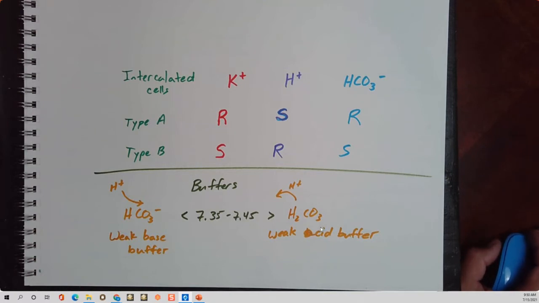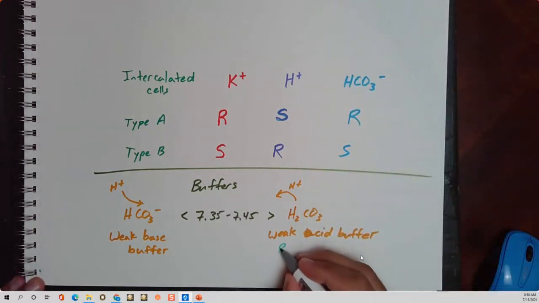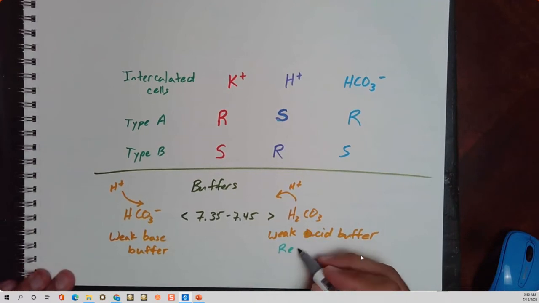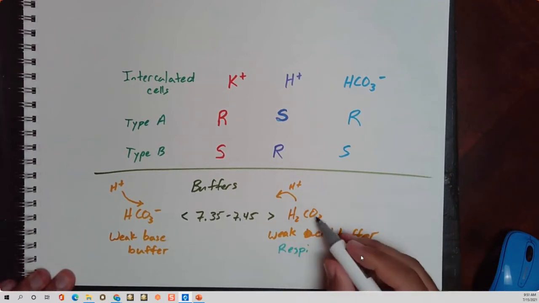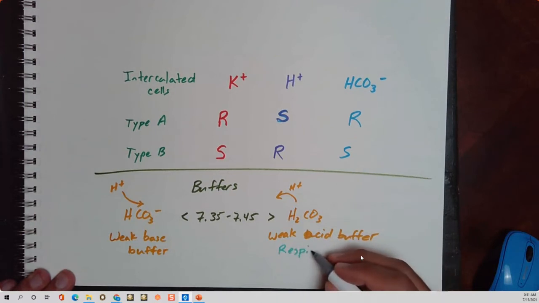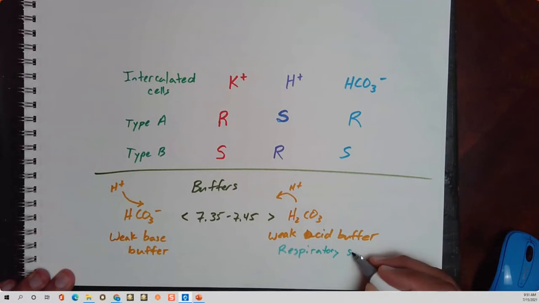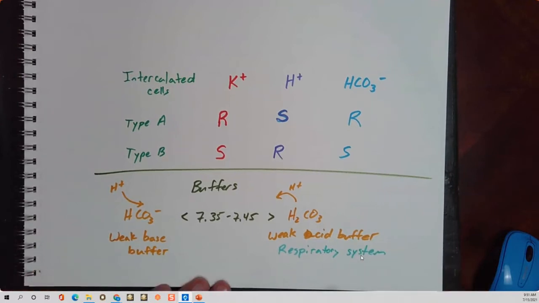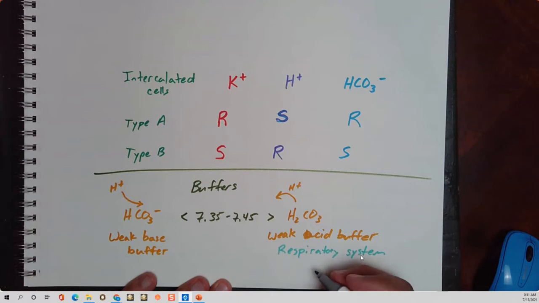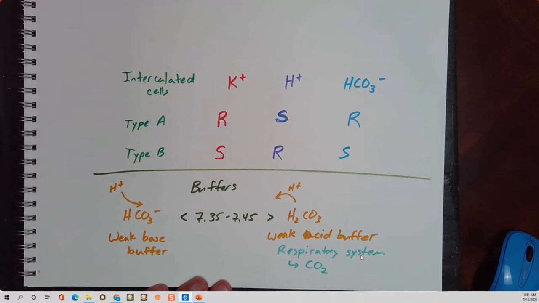The answer is CO2. And what organ system of the body controls CO2? What organ system? Now we're talking about the respiratory system. Okay? Does this make sense? They're not helping to control, but this is controlled by the respiratory system. So this respiratory system is always going to be related to CO2. Always going to be related to CO2.